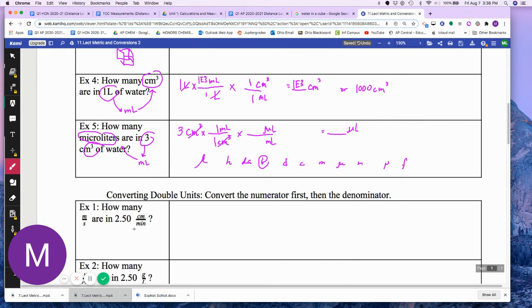Okay, so I just wrote them here. Milliliter is right here, and micro is here. So milli is bigger, put a 1. Micro is 3 jumps, M&Ms. 1E3. So now I cancel those. So now I have 3. I multiply that across, 3E3 microliters.